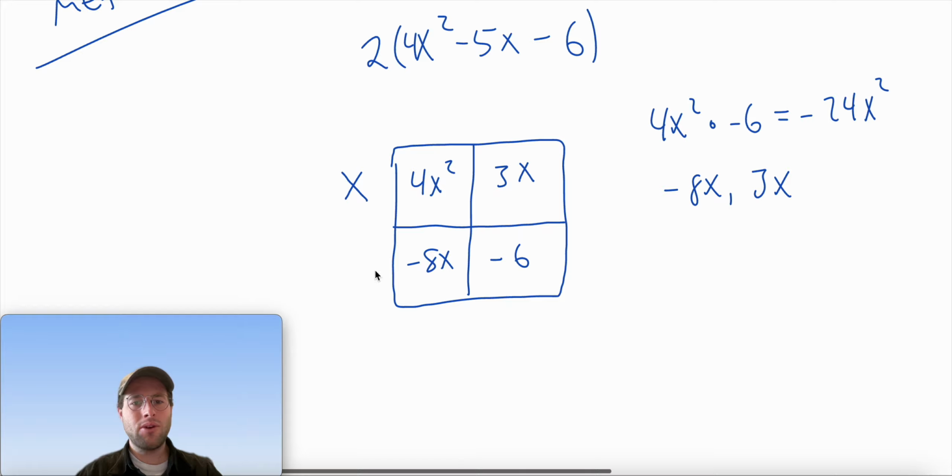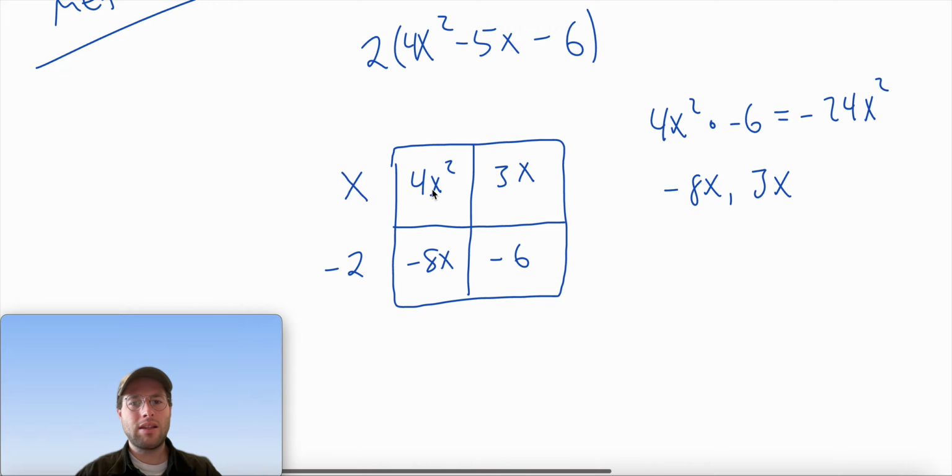Looking at this next row, we have negative 8x and negative 6. The greatest common factor they share is going to be a negative 2. And when we have a row such as this, or a column, where both of our values in the boxes are negative, we want to take out a negative greatest common factor. And so we're going to take out a negative 2.